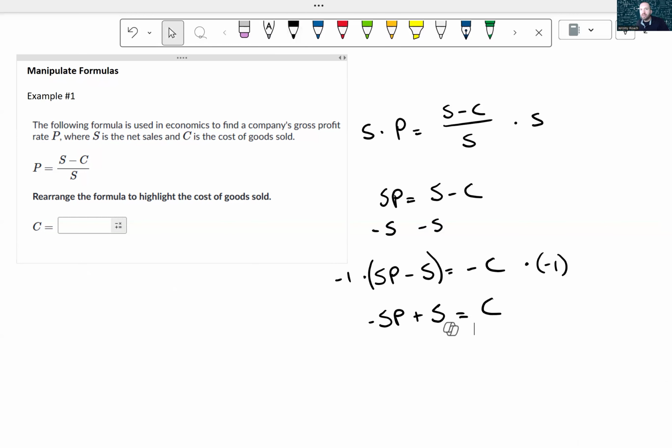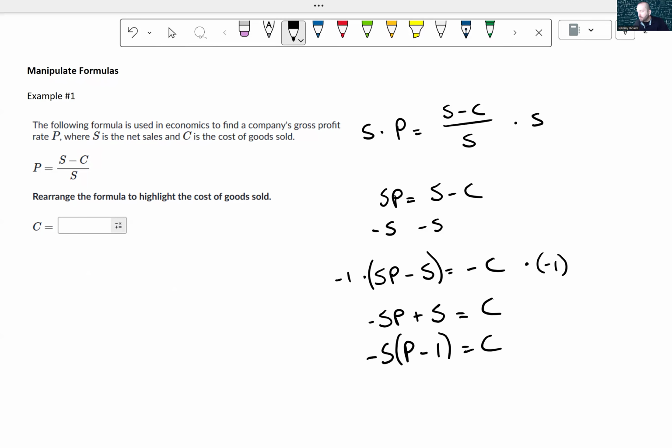So we can write that as our answer, or if you want to go one step further, you could factor out a negative S, or an S, but let's factor out a negative S. That leaves us with P minus 1 in the parentheses when we divide by negative S, and that equals C. I'm just going to write or, because we can write that either way for this problem.